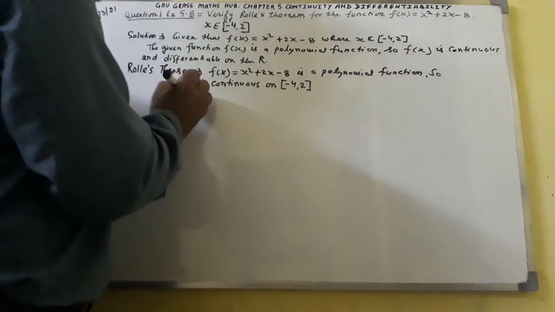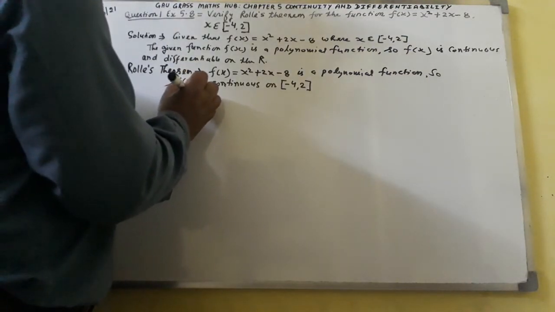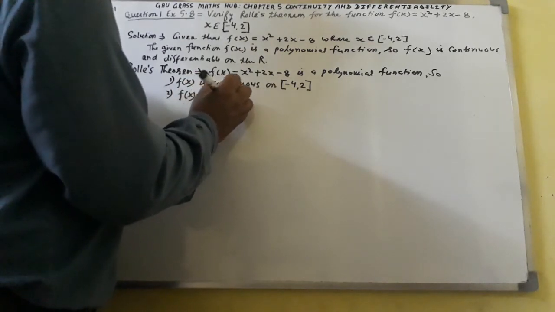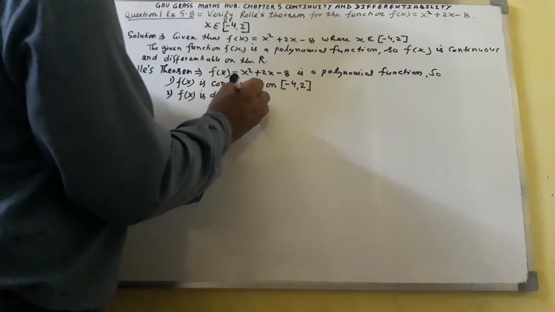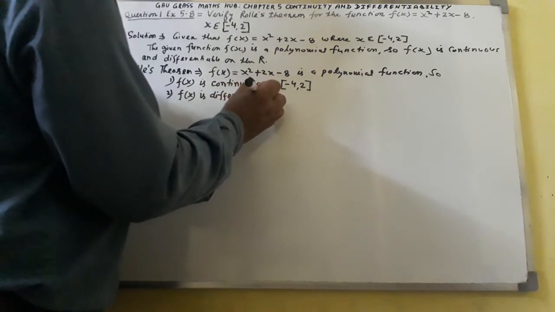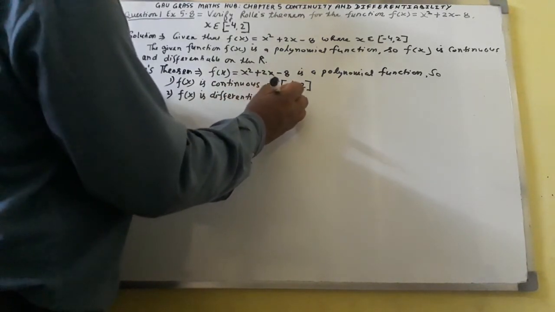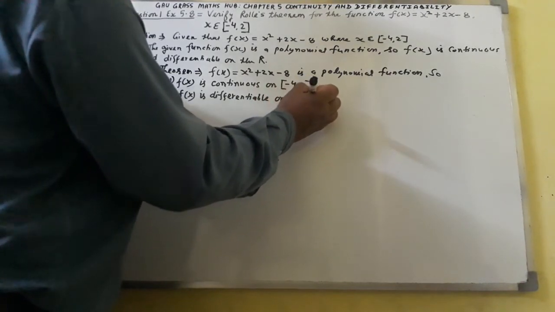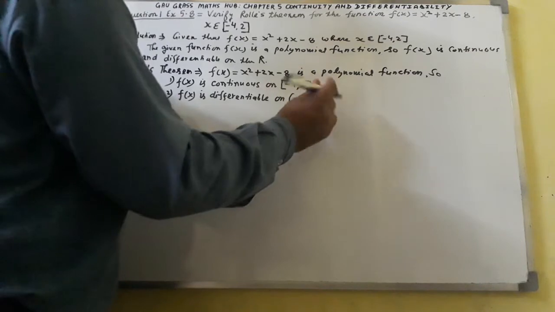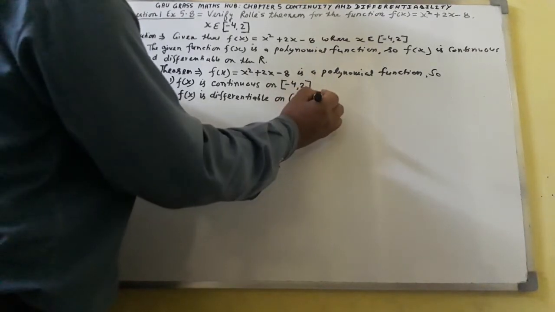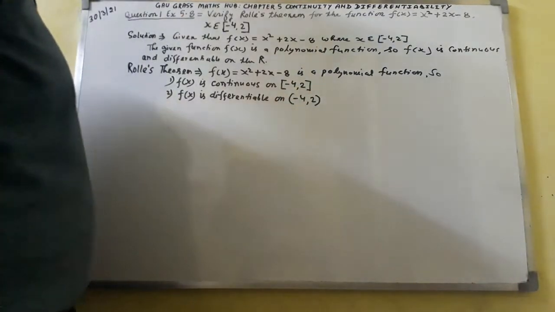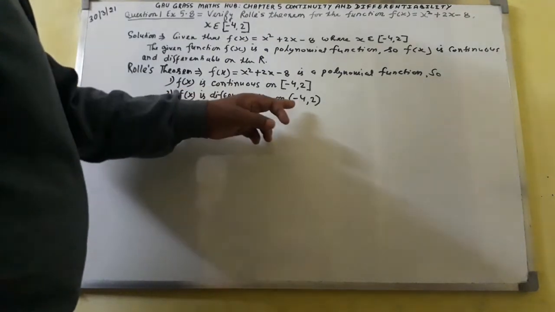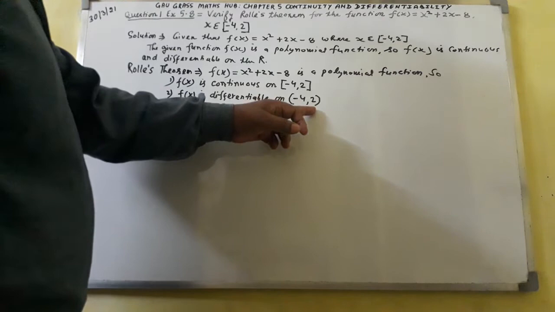Second one, f of x is differentiable on the open interval (-4, 2). F of x is differentiable on the open interval (-4, 2).